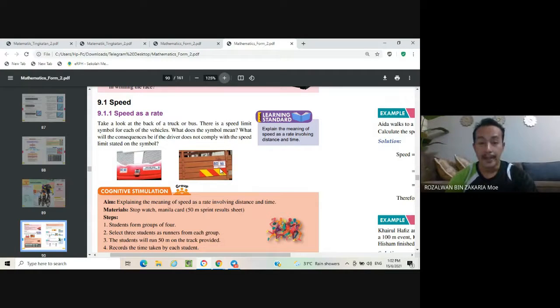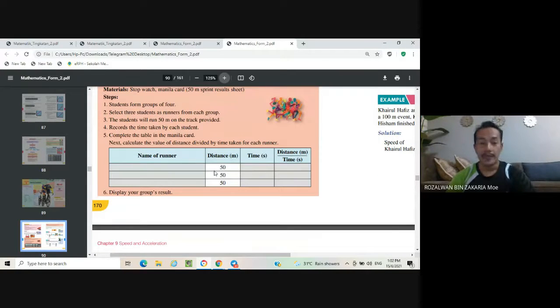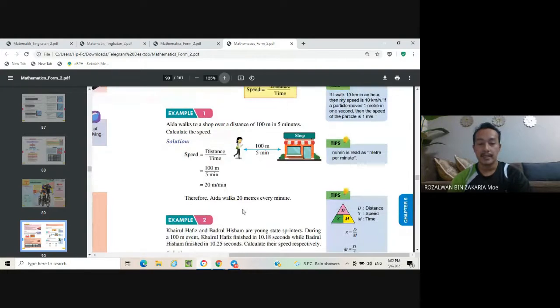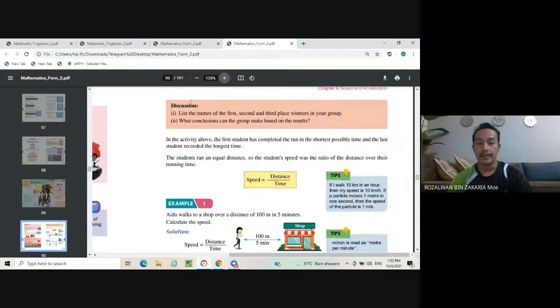Now look at this one. You can see the table here. The formula to find the speed is equal to distance divided by time taken.